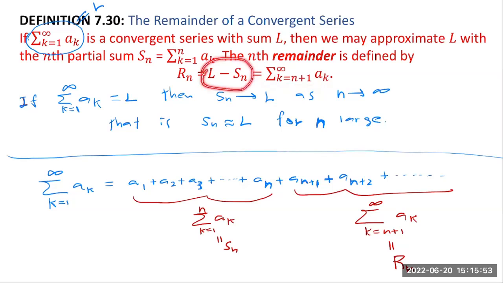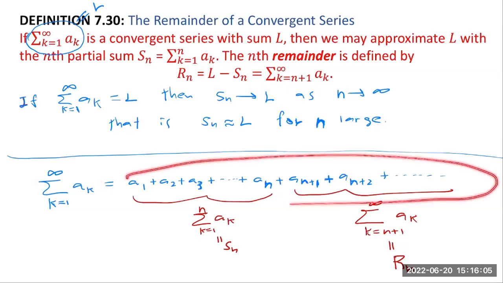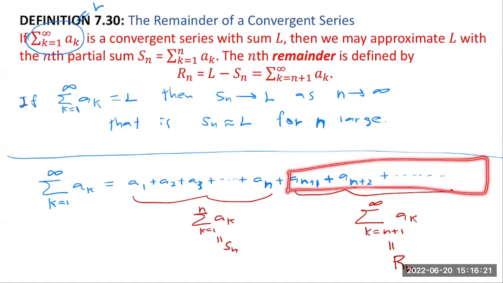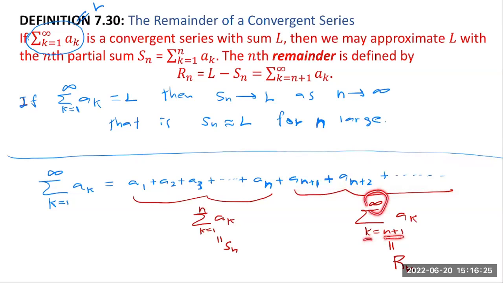This is what we call the nth remainder, and it is defined by this equation. Here is the idea. If you have this original series, k goes from 1 to infinity of ak, that is the summation of all the terms, then clearly this is the nth partial sum, which is denoted by Sn, and here is the tail part. This tail part is what we call the nth remainder. The nth remainder is sigma k goes from n plus 1 to infinity of ak. It is denoted by Rn. It is nothing but L minus Sn. This whole thing is L. If you take off Sn from that, then you get the tail part.